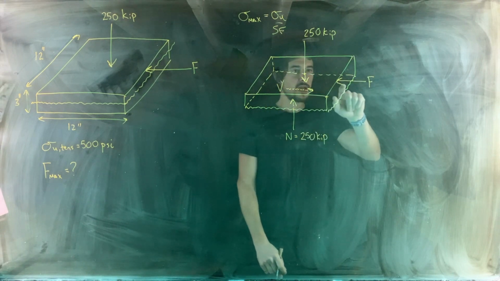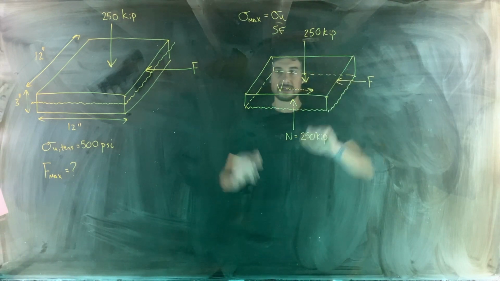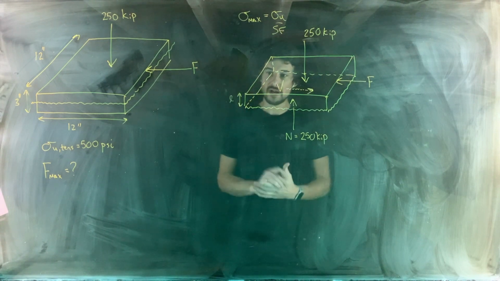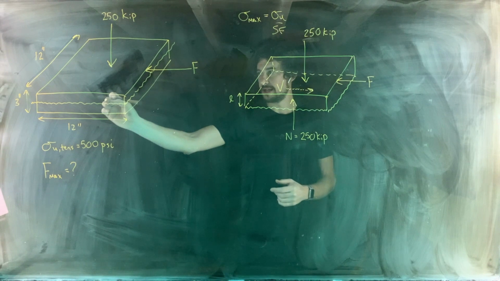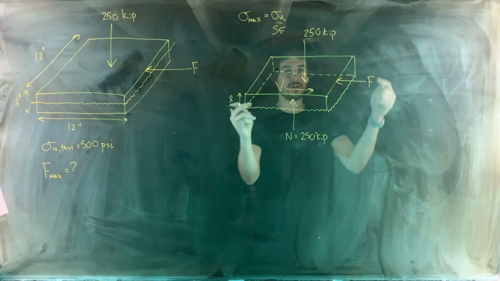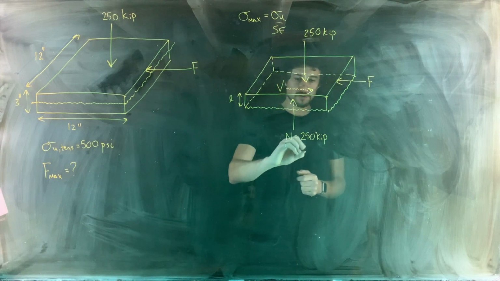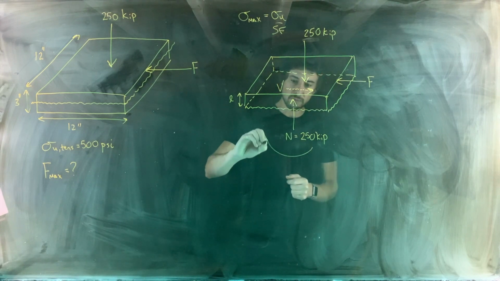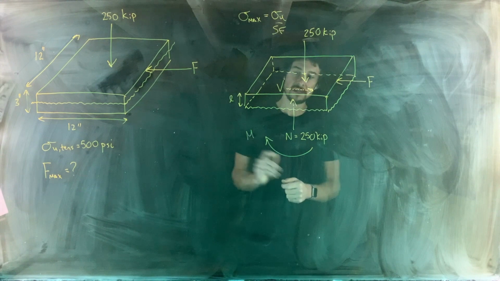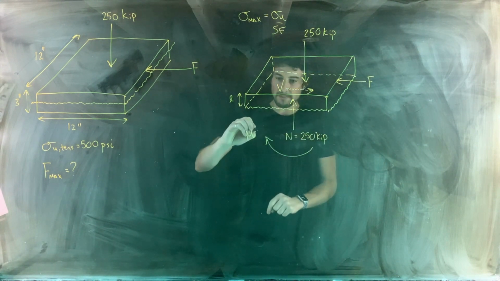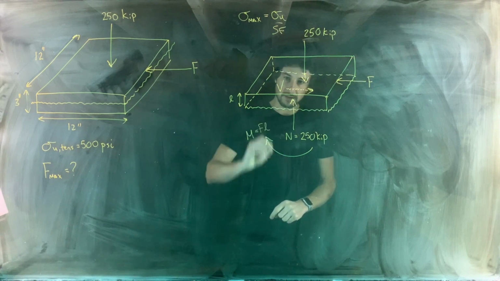Now, V and F exist some distance apart. There's some separation, L, depending on where this actual section cut is taken. So there's going to be a force couple there, creating a moment. So we're also going to need an internal moment here that is M. And the value of M would be the value of F multiplied by L, F times L. Okay.